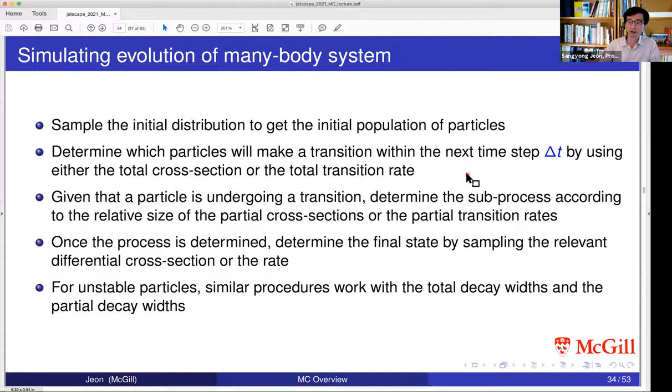And once you decide, let's say, that A and B are going to undergo elastic collision, then you look at the cross section formula for the elastic collision, and then sample the final state energy and momentum from that cross section. Then you move to the next collision event. That's it. For unstable particles, you can do something similar with the total decay width and partial decay width.